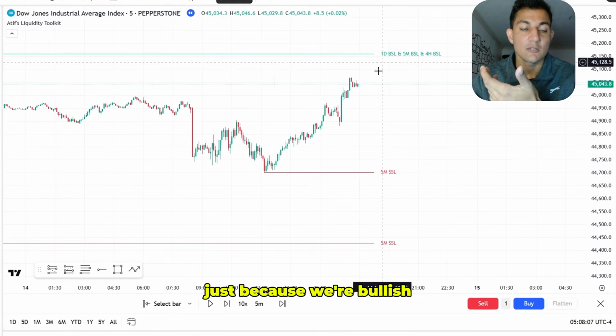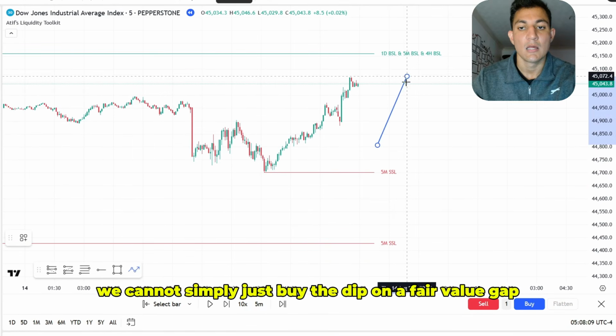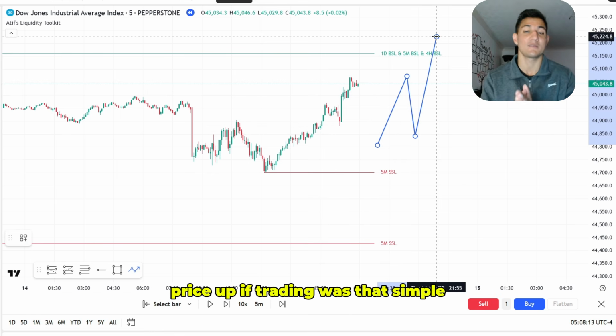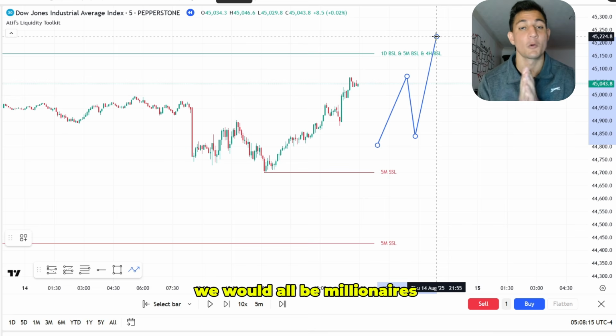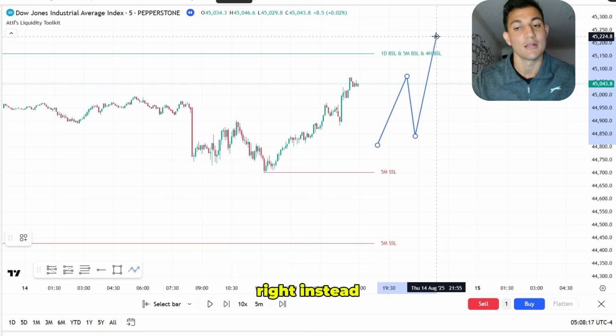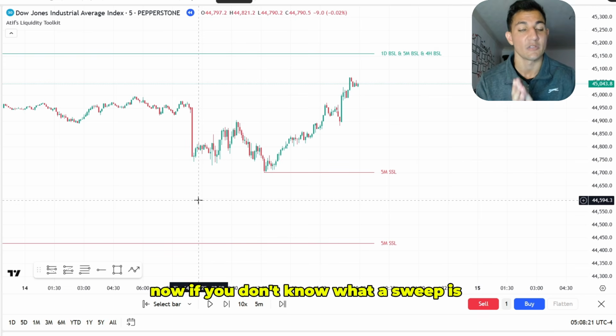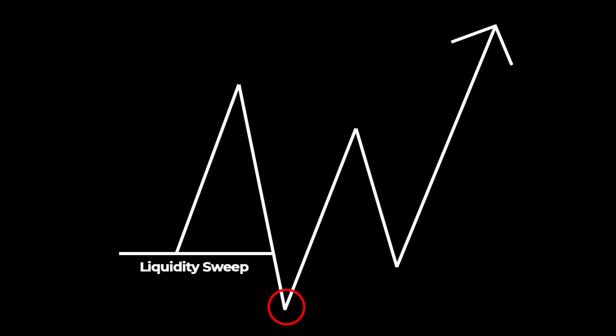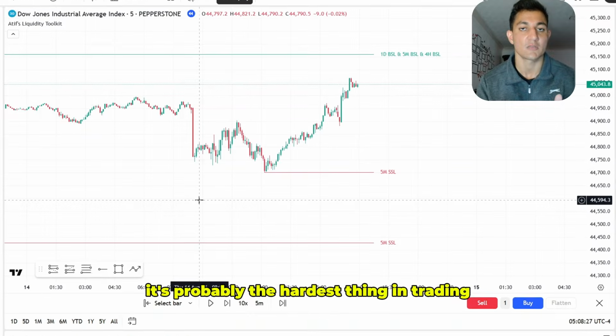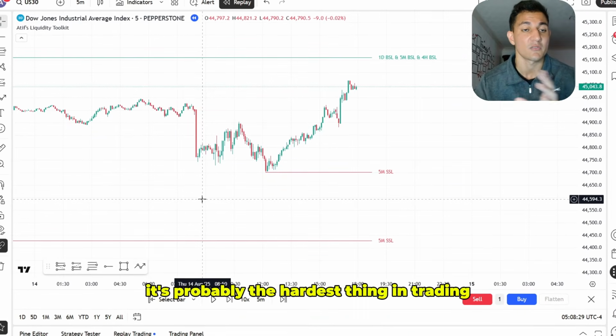However, just because we're bullish, we cannot simply just buy the dip on a fair value gap and ride price up. If trading was that simple, I wish it was. If it was, we would all be millionaires, but that's not the case, right? Instead, we need to wait for something called a liquidity sweep. Now, if you don't know what a sweep is, go look at this picture on screen now, which explains it. It's probably the hardest thing in trading. Like, I'll be honest with you, it's probably the hardest thing in trading.